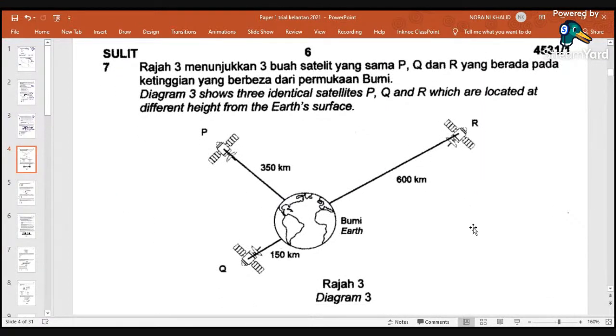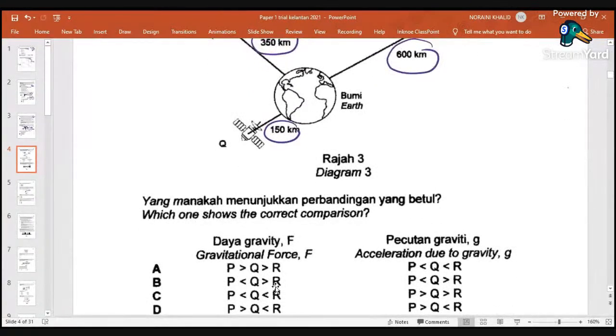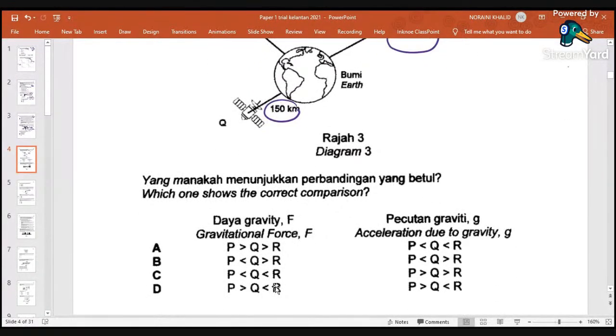Number 7, diagram 3 shows three identical satellites P, Q, R, which are located at different heights from the Earth's surface. You can see the height given. Which one shows the correct comparison? We want to compare the gravitational force and acceleration due to gravity.